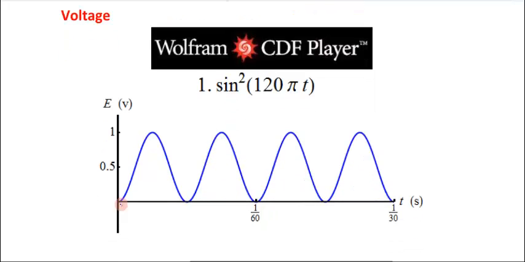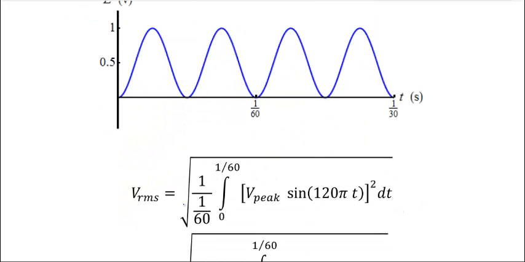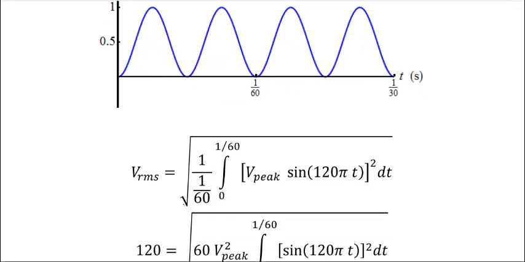Now what we're going to do is calculate the average value over one cycle of sine. I guess when we square it, we could have calculated over half a cycle. Notice we squared this, so we take the peak voltage, which we've multiplied to get the height here, the peak voltage times the sine of 120 pi t, squared.